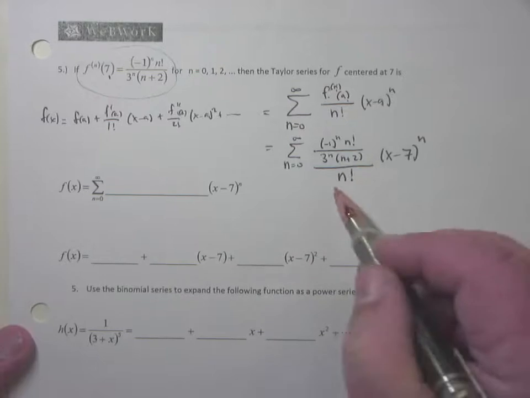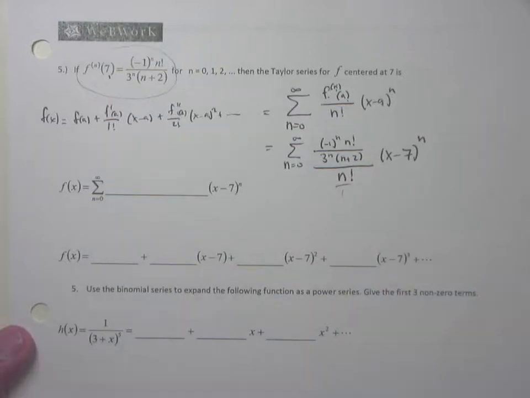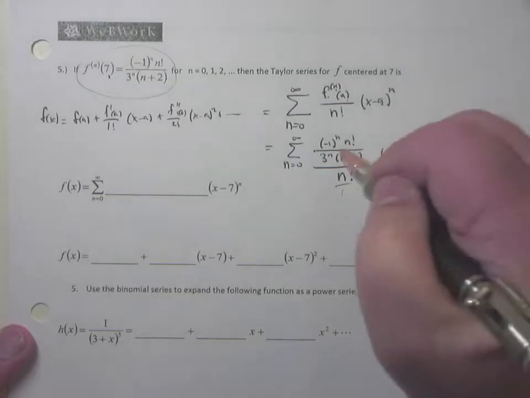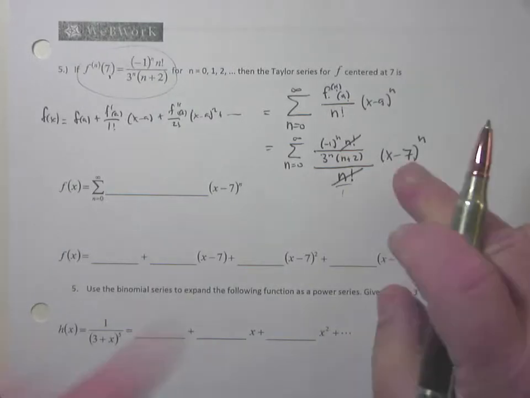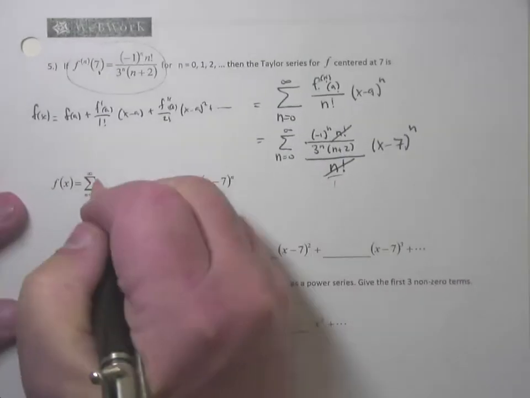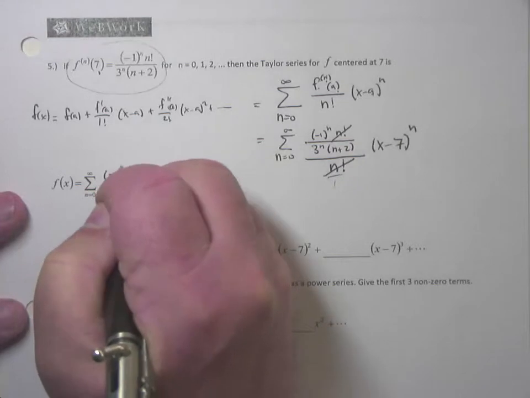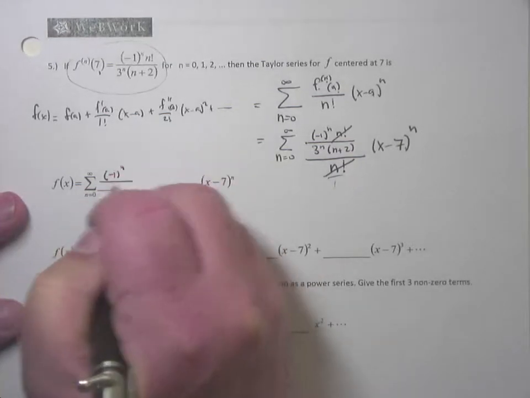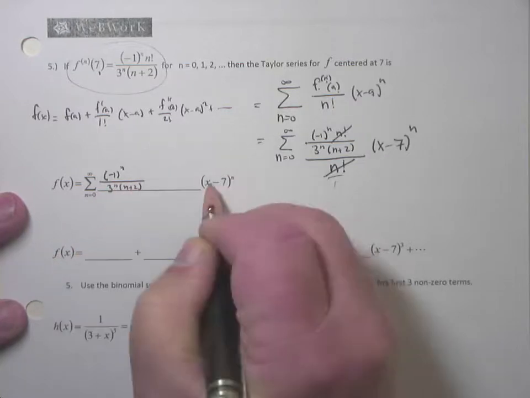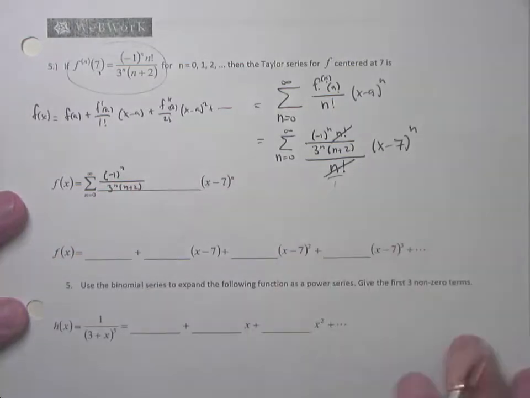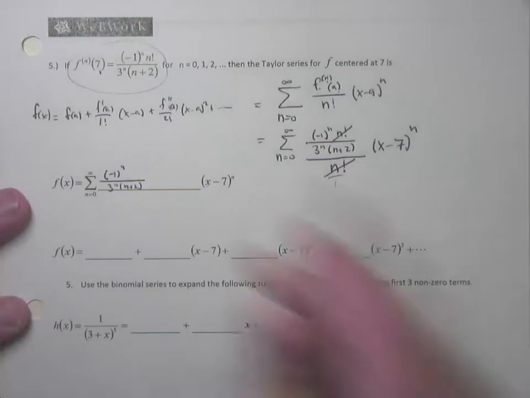Fraction divided by a fraction: invert, multiply, but you should see this. What's going to cancel? This is where most people are going to mess it up. They don't see what's canceling. The n factorials cancel. And when the n factorials cancel, you're left with, and this is what goes in the blank on WebWork, negative 1 to the n divided by 3 to the n times n plus 2 times x minus 7 to the n. This is what you have to type in on WebWork.